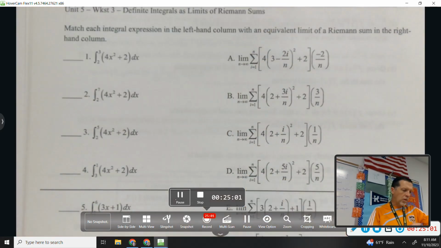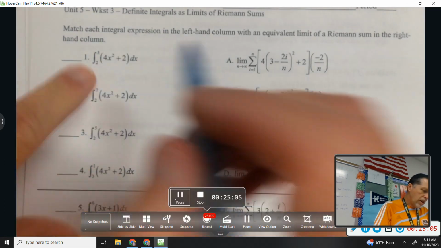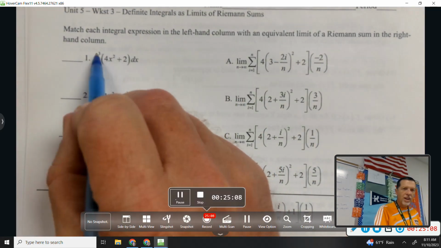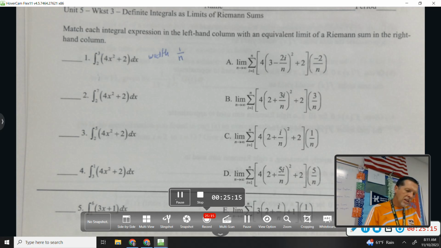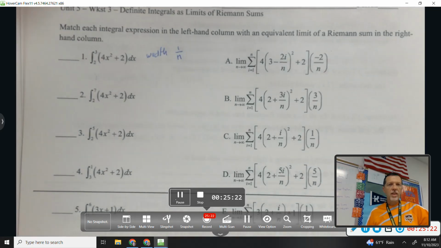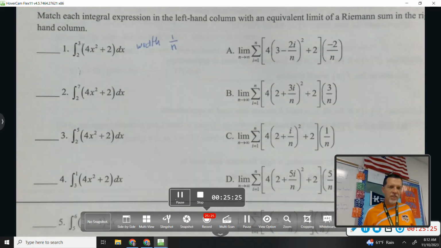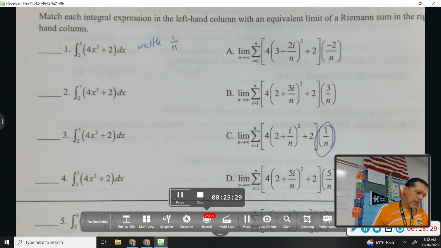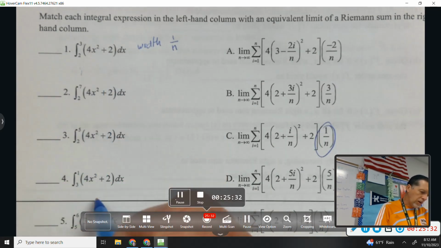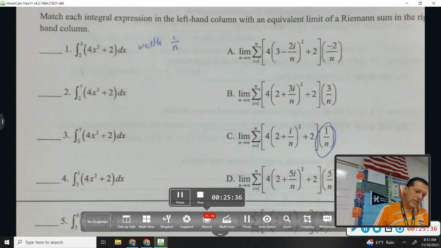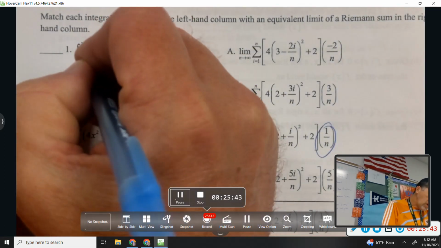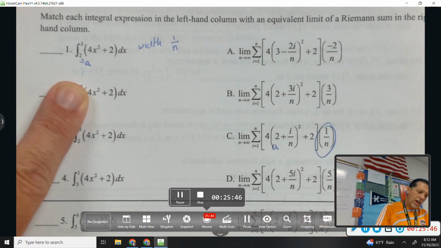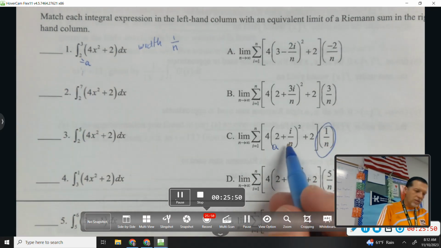All right, let's see if we can get number 1 and see how many we can get before the bell rings here. So if I'm going from 2 to 3, let's see what we can do here. My width is going to be 1 over n. Oh, I think I know my first one already, just based on the width. So what's number 1 going to be? It's got to be C, because that's the only one that has a width of 1 over n. By the way, the insides are all the same: 4x squared plus 2, 4 something squared plus 2. Let's see. This one starts at 2. I'm just kind of verifying. And then we go delta x away. So yeah, number 1 is C.